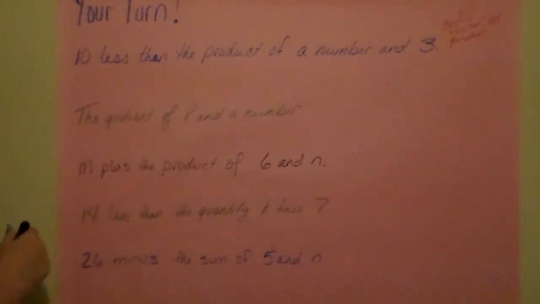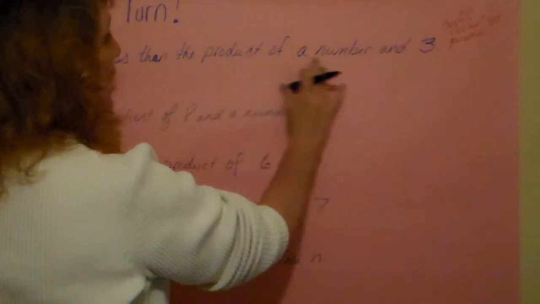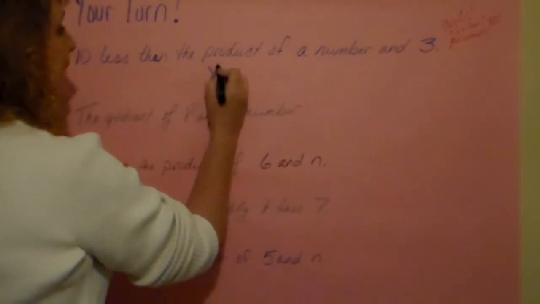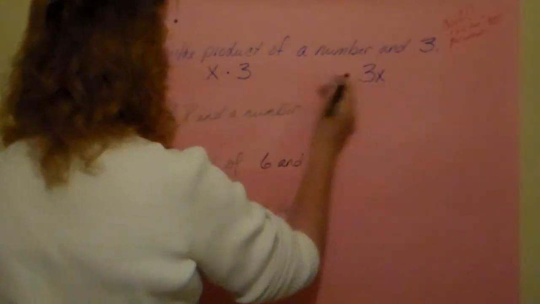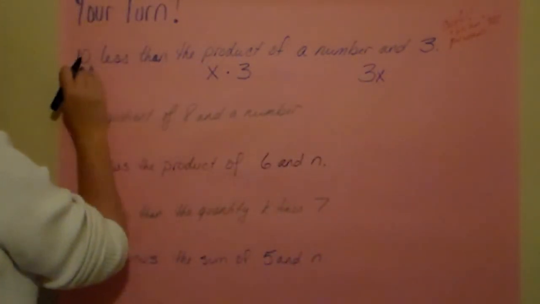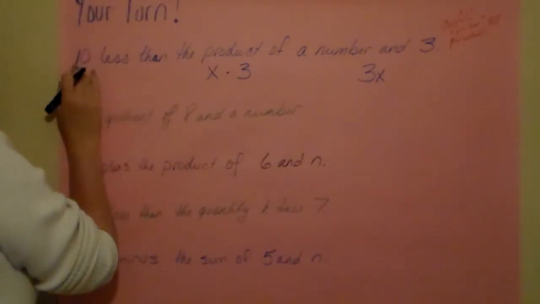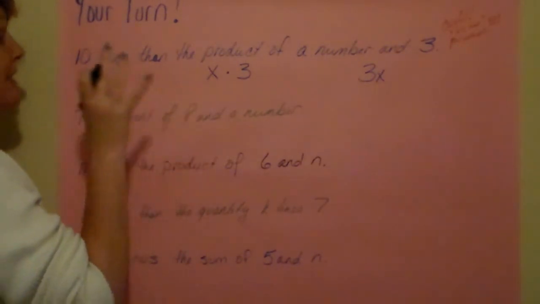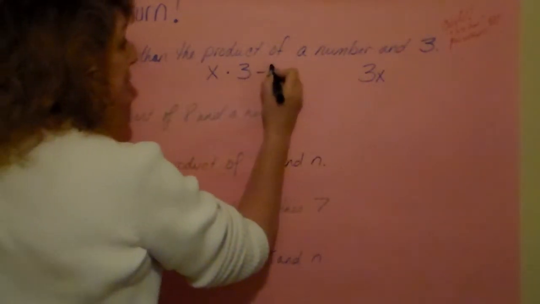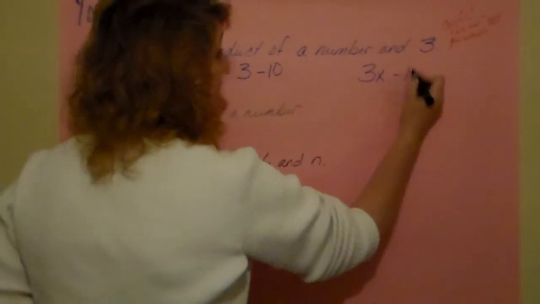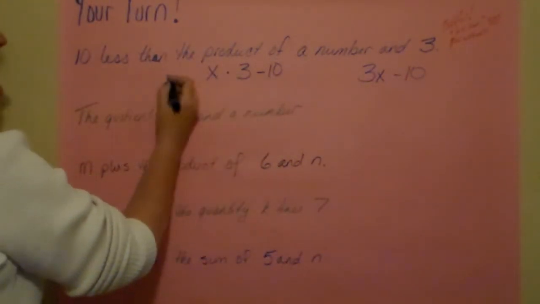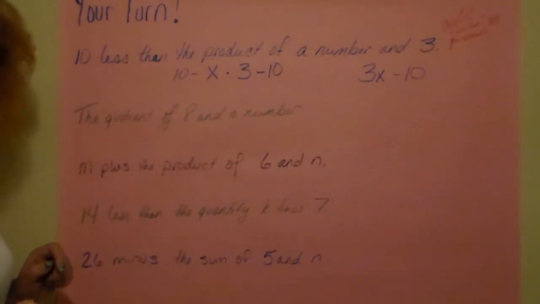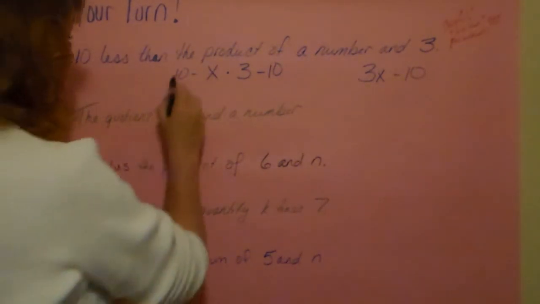So we've got the product of a number and 3, x times 3, or you could just write 3x, and then less than 10. That means minus 10, not 10 minus. It means minus 10. So you either did that or you did that. But less than 10 means it has to be here. If you do this, it's wrong. Gotta know the difference, okay?